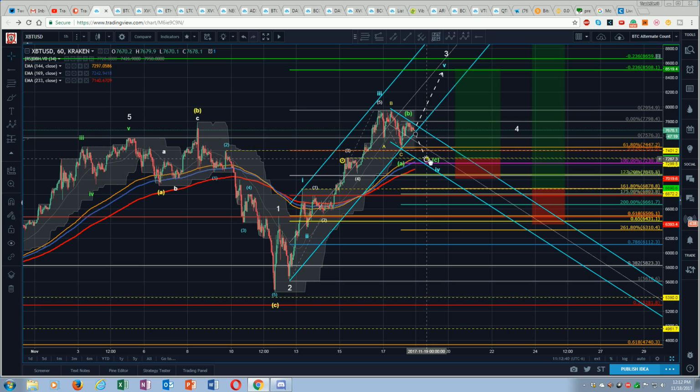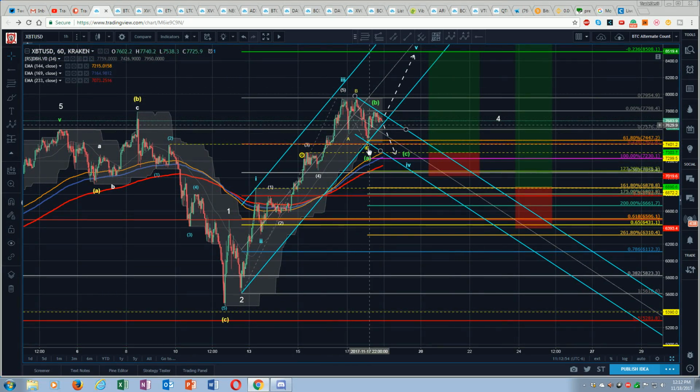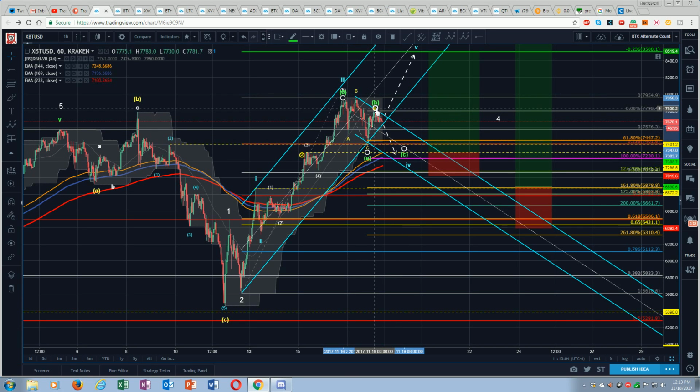We'd like to be buyers a little bit lower, particularly on the hourly here. So these are entries that are certainly worth considering. Let me open this up a little bit so you can see it. This would give you the assumption that we have an A, B, C into an A. Here's our B on the larger degree. We'd be looking for the higher probability zone here. Here's the 100% A projected from the B. So C equals A projected from B.